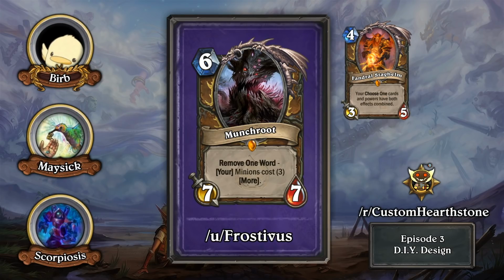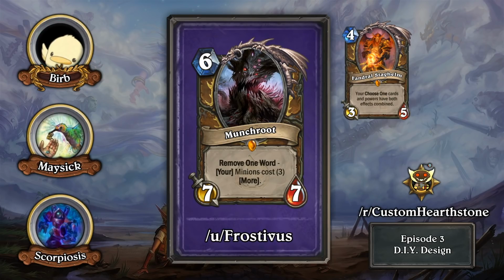And specifically props to Frostivus for designing a card like this. Like, it's really impressive. And we're going to look at one other card of his later in the episode. He's probably like the master of DIY design. Just a master of design in the community, honestly, in general.